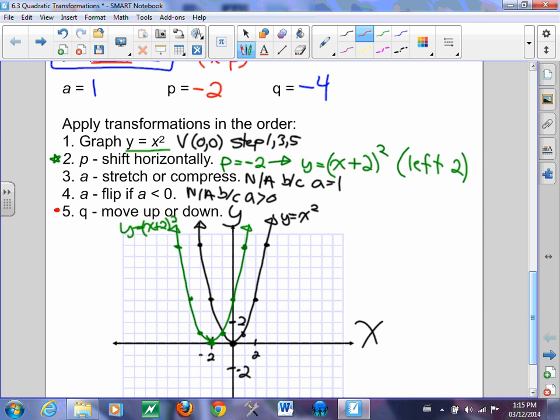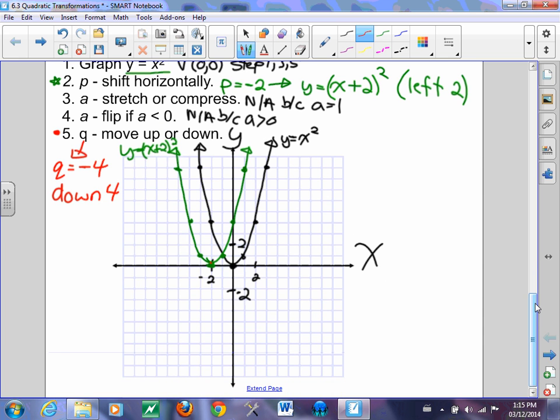Let's take a look at our Q translation. Okay, Q moves it up or down. So if we know Q equals -4, that tells us we're going to go down 4. Okay, so we're going to go down 4. So take from your green vertex, in my case, and you're going to go down 4, 1, 2, 3, 4, and apply the same step pattern. So over 1 up 1, over 1 up 3, over 1 up 5. Okay, same on the other side. Over 1 up 1, over 1 up 3, over 1 up 5.